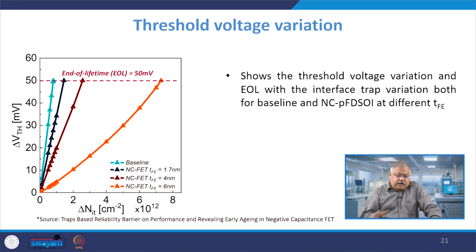If you look at the EOL, end of lifetime evaluation, which we assume to be 50 millivolts approximately, then typically if you have an NC FET with larger TFE, the thickness of the ferroelectric layer, then it takes a larger number of traps to reach EOL, or end of lifetime, as compared to one which is baseline or having a smaller TFE value, right. So, which means that if you want the device to be more reliable and carry on for a longer duration of time, it is advisable to keep your TFE at a slightly higher value, but you need not keep it very high, because then there will be a large voltage degradation taking place across this limit.